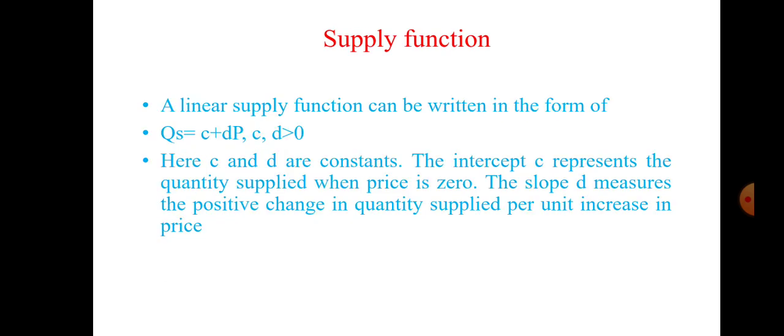And a linear supply function can be written in the form of Qs, that is quantity supplied, equal to c plus dP, where c is constant and d should be greater than 0. Here c and d are constants. The intercept c represents the quantity supplied when price is 0. The slope d measures the positive change in quantity supplied per unit increase in price.